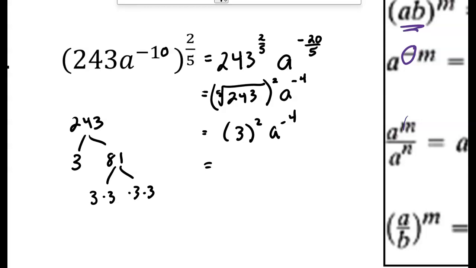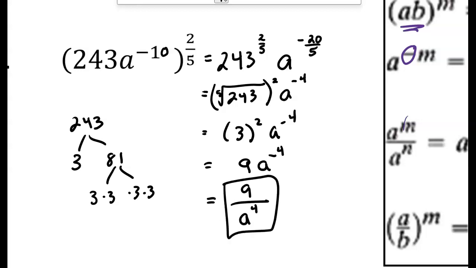What's 3 squared? 9. All right, now guys, can I have a negative exponent in my final answer? No, so that becomes 9 over a to the positive what? 4. Are you seeing how you're like, Pearson, you're changing everything to radicals right away with, yeah, I am, with my numbers, just because the numbers are nicer that way. Exponents, I might have to do a little bit more. But right now, let's go ahead and simplify as much as we can.